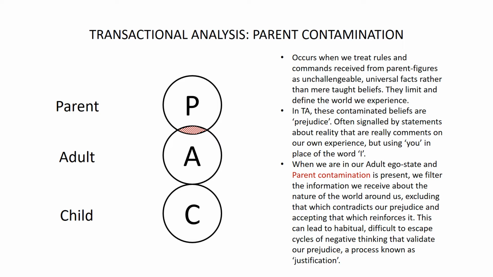Specifically, when we are in our adult ego state, and parent contamination has occurred, we filter the information we receive about the nature of the world around us, excluding that which contradicts our prejudice and accepting that which reinforces it. In this way, we can enter cycles of negative thinking that can be difficult to escape. Parent contamination is often signalled by statements about the nature of reality and how it affects us that are in fact comments on our own experience, but which use the word you in place of the word I.